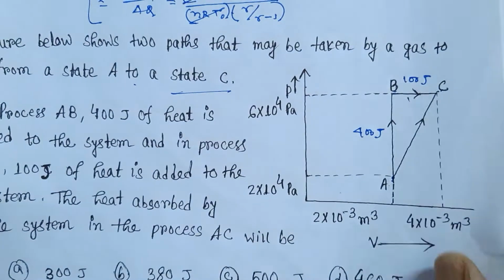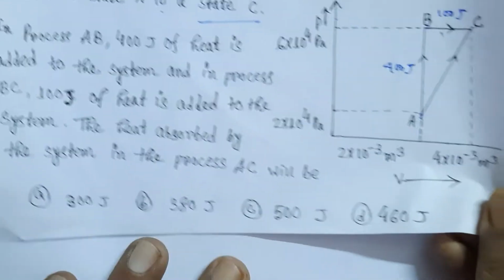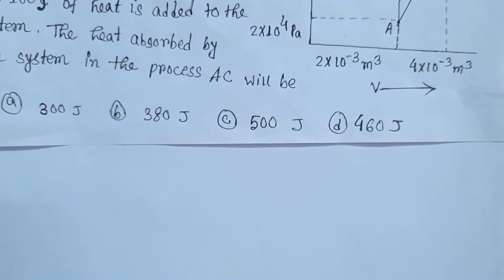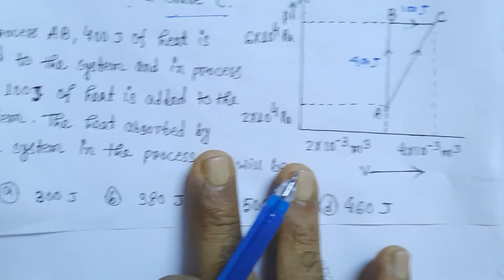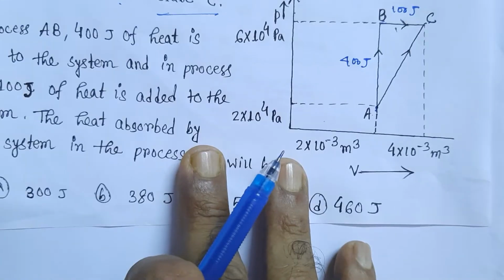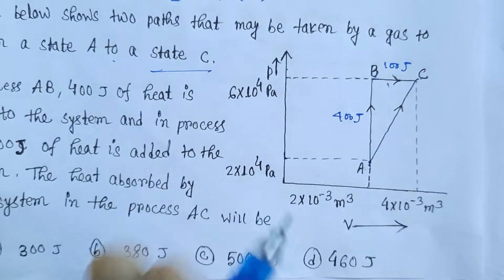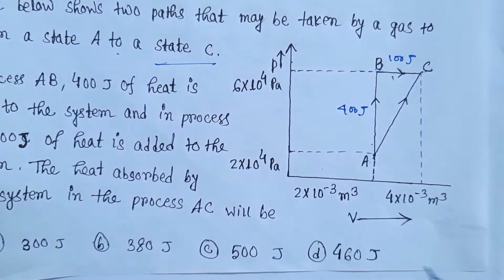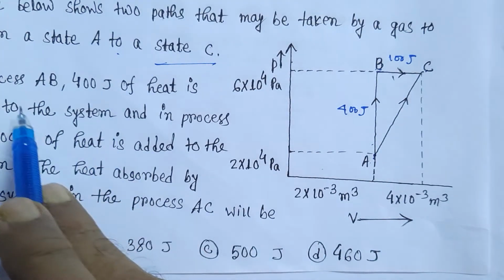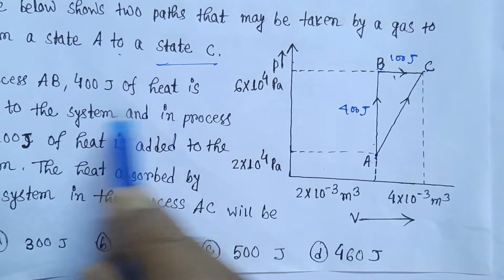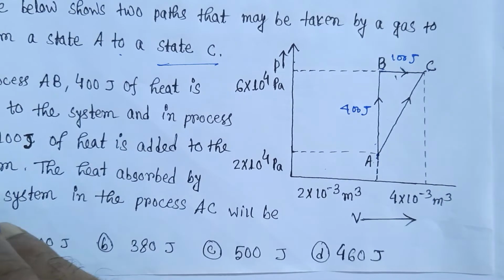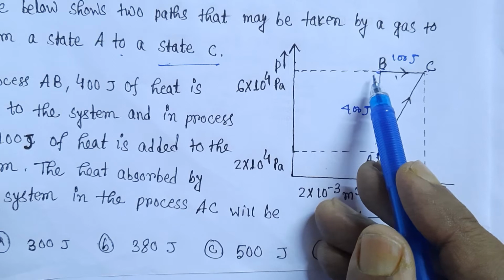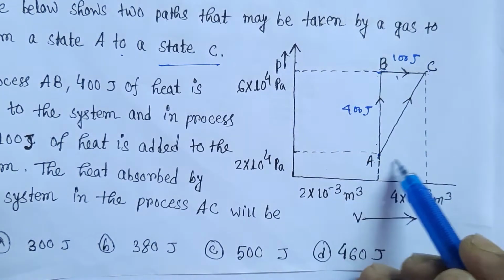The heat absorbed by the system in the process AC will be. Now we have to calculate the heat added to the system in the process AC. Let us see the first process. In the process A to B, volume remains constant, so 400 joule heat is added to the system. In the process BC, pressure remains the same, but there is a change in volume.